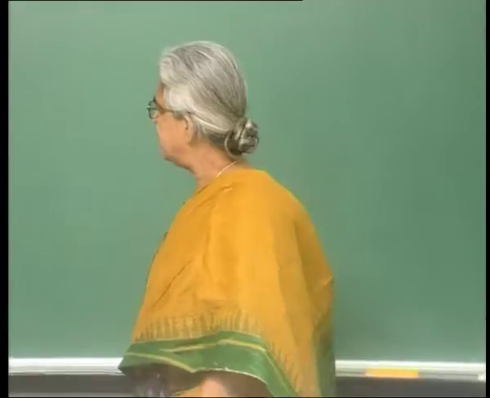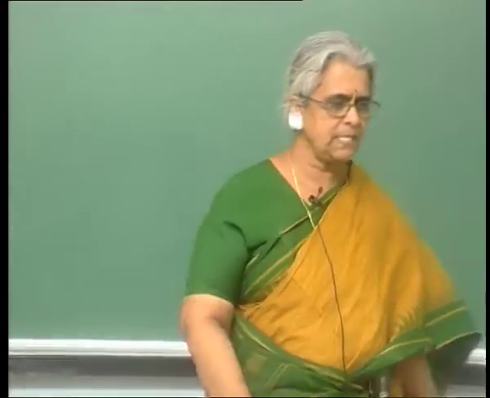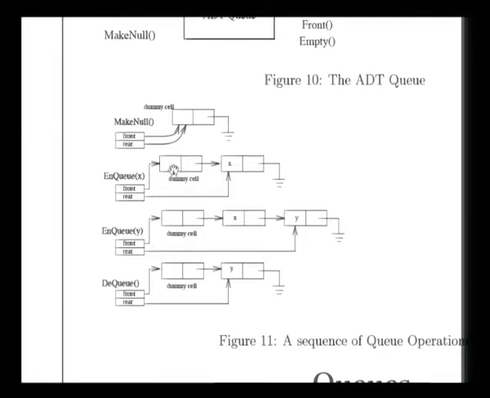What I have done in this implementation over here is, if you notice, my make null operation, create an empty queue, creates a dummy cell. I did this for the list also, if you remember. Then my enqueue becomes insertion at the end of the dummy cell. What is the advantage of this? I do not have to check whether the queue is empty and then insert. As soon as I have created an empty queue, there is one dummy cell, and therefore insertion becomes simply inserting at the end of this dummy cell.